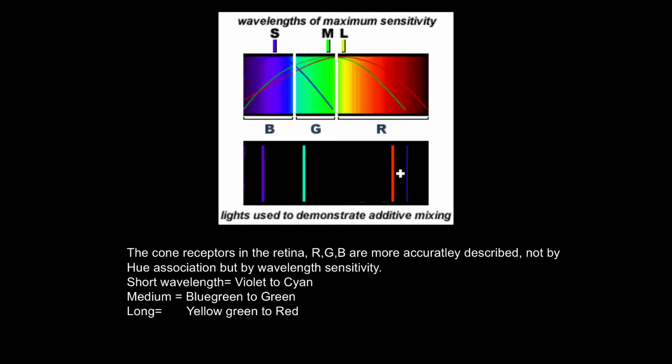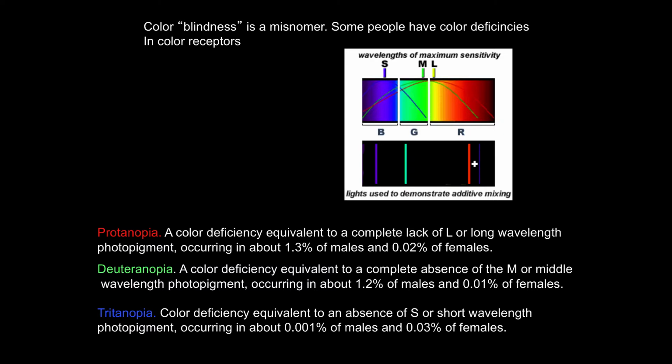We've seen this, but this shows again the wavelengths and how the eye is sensitive to red, green, and blue wavelengths. That brings us to the concept of color blindness, and really the blindness is a misnomer, as people have deficiencies in color receptors. Protanopia is a color deficiency to the red wavelength, and it's pretty common in males, about 1.3% of males, and relatively rare in females.